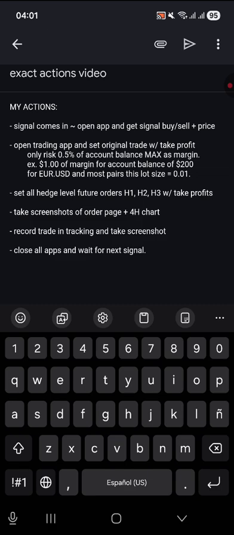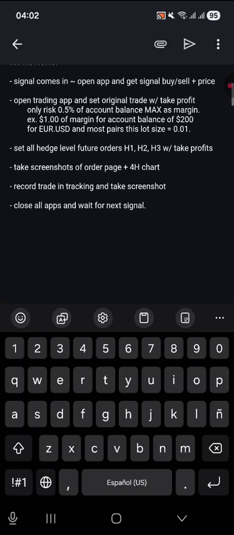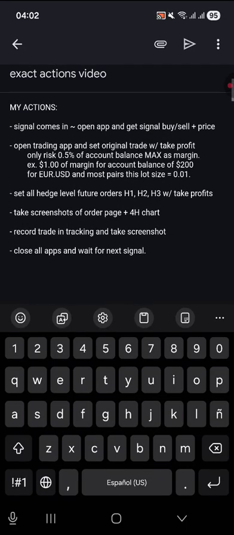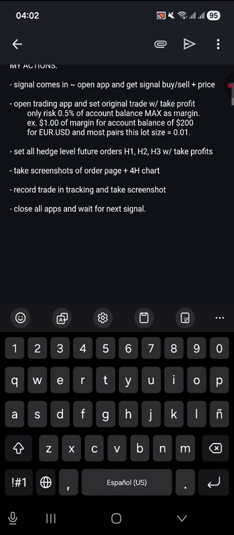Okay, so then that's the original trade. I set all hedge level future orders. If it goes against me, hedge level 1, hedge level 2, hedge level 3 with take profits. I take a screenshot of the order page. I take a screenshot of the 4-hour chart. I record the trade and the tracking, as you can see, and I take a screenshot of that. All those screenshots are for my mentor. And then I close all apps and I wait for the next signal, okay? This is the same exact actions on every single trade.